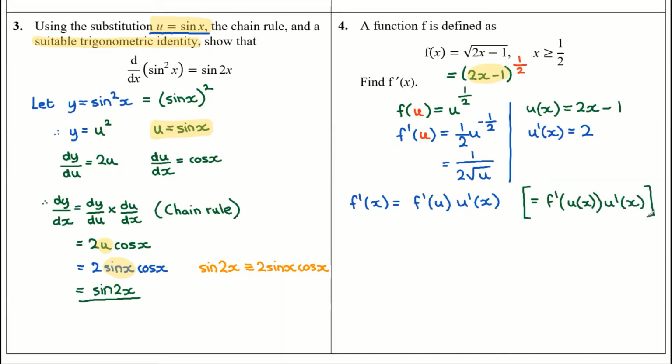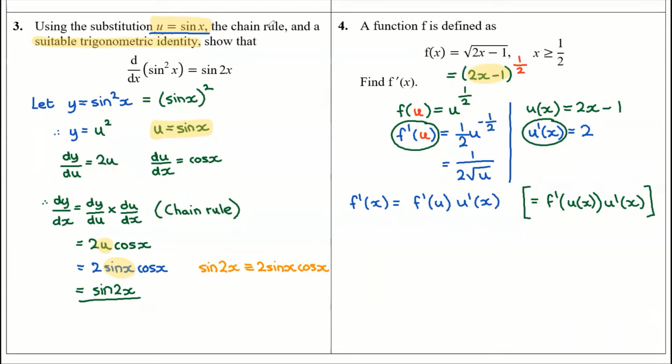You'll have seen it with g instead. So f dash of g of x multiplied by g dash x. It's just the chain rule. Okay, it's just the definition. But all you're doing is taking this part and this part and multiplying them together, and then you substitute the u back in later. That's all it means.